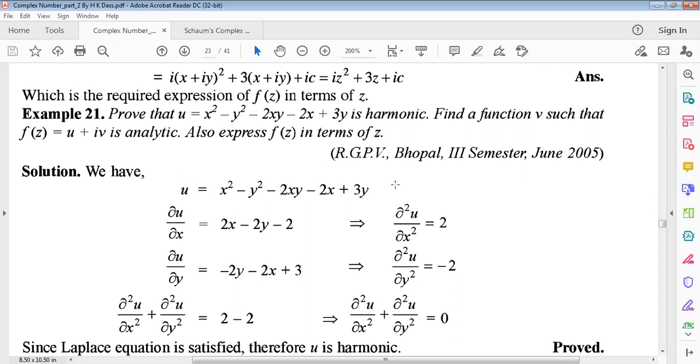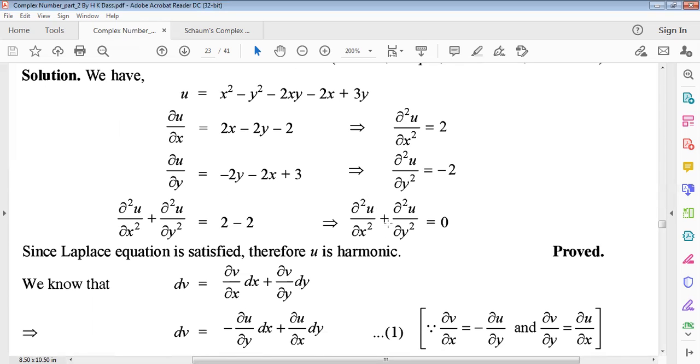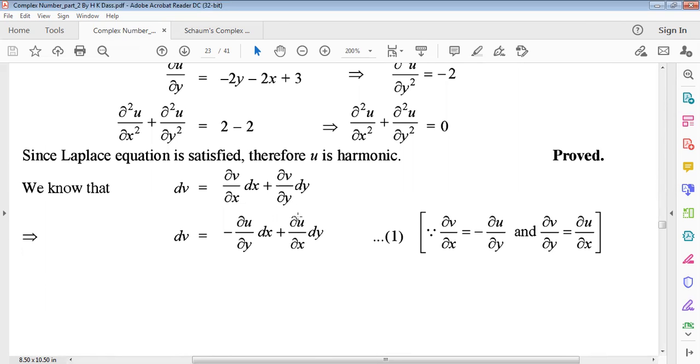So given function u equals this, and first partial differentiation of u with respect to x will be twice x minus twice y minus 2, x differentiation 1 and y will be constant. This is y. So double differentiation of u with respect to x partially equals what will be? Only 2. And again with respect to y will be this, and double differentiation will be this. So adding, we get the Laplace equation. So this function is obviously a harmonic function. So u is harmonic.